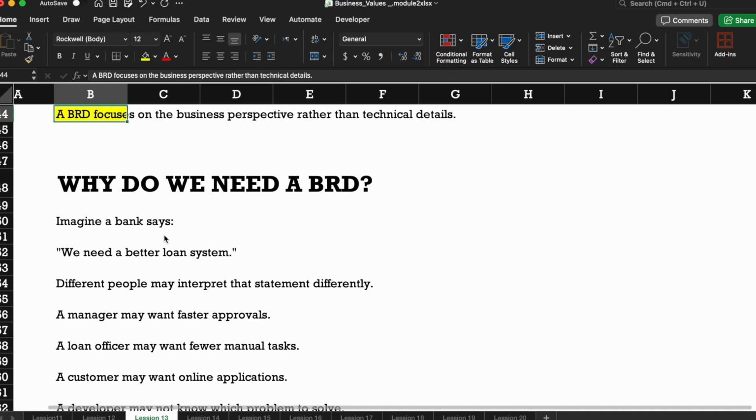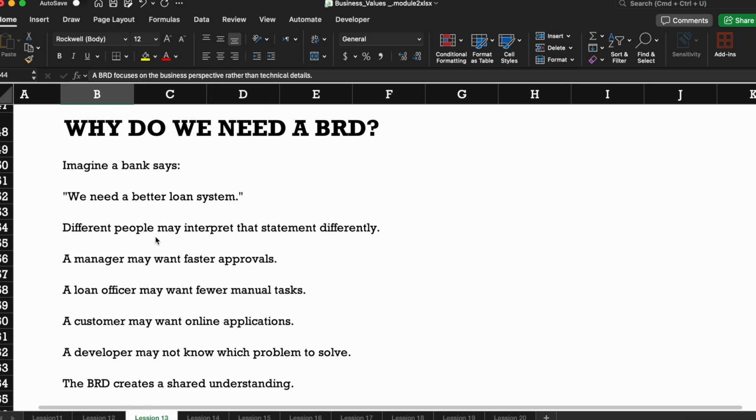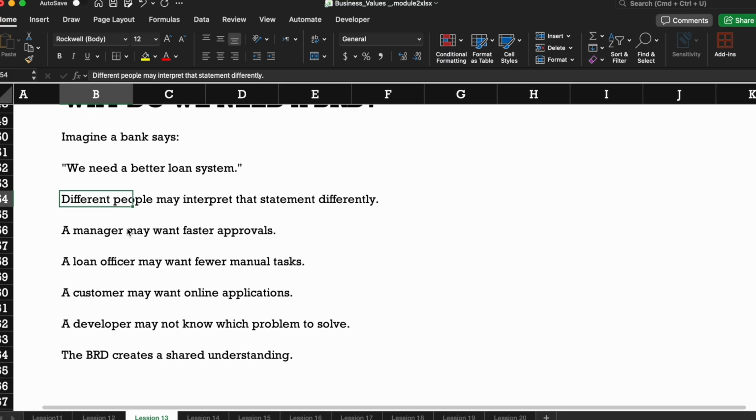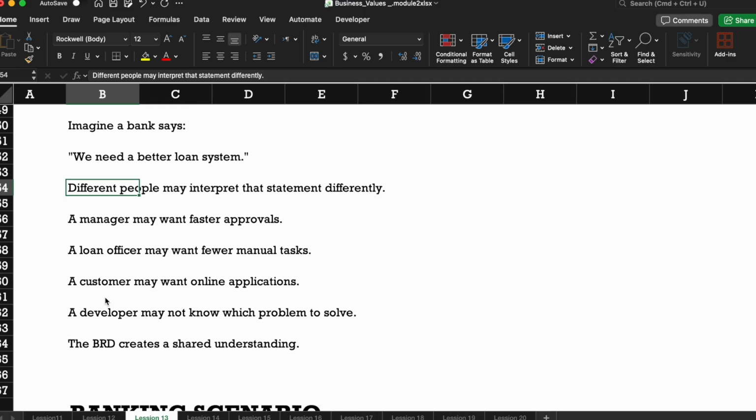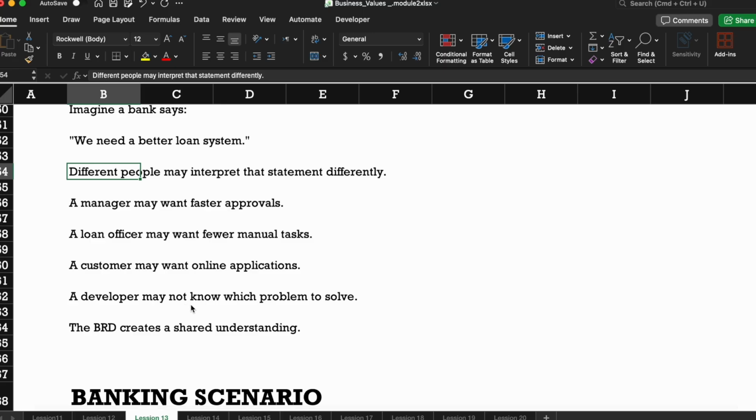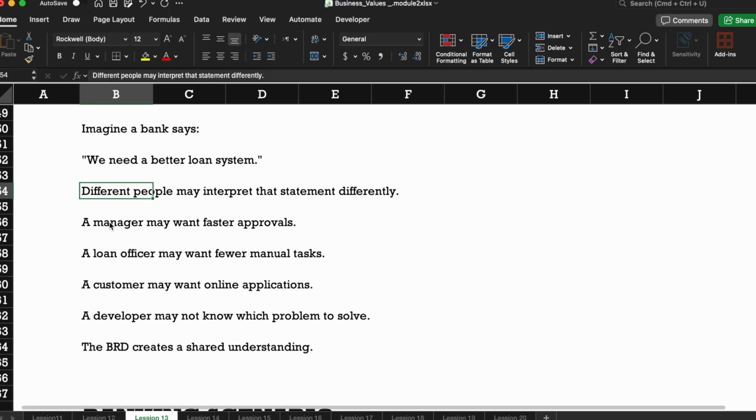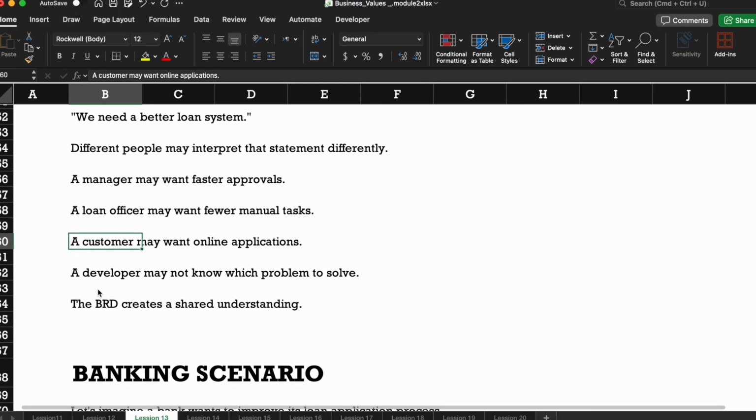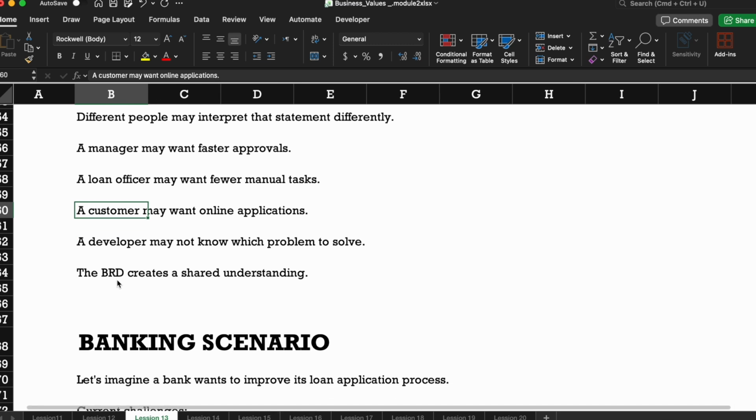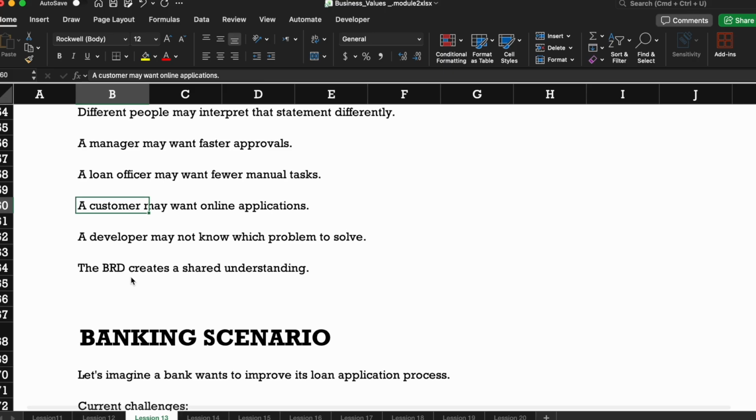Imagine a bank says we need a better loan system. Different people may interpret that statement differently. A manager may want faster approvals. A loan officer may want fewer manual tasks. A customer may want online applications. A developer may not know which problem to solve, right? Different stakeholders have different perspectives, but the developer who is going to program doesn't know what problem we are trying to solve. So that's why the BRD creates a shared understanding.